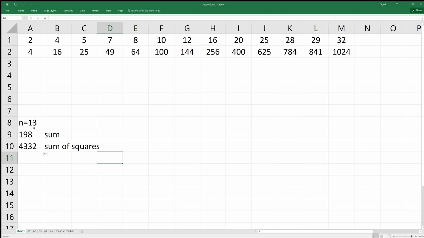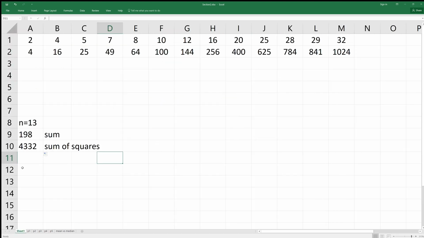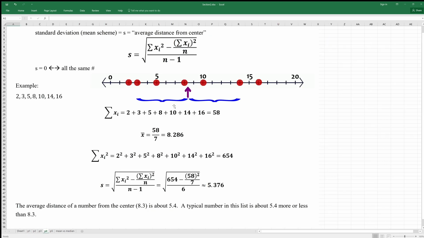So where do we stand here? Let me just absorb it. 13, 198, 4332. 4332 minus 198 squared divided by 13. Divide the whole thing by 12. Take the square root. Let's do that again. 13 of them. They add up to 198. The squares add up to 4332. 4332 minus 198 squared divided by 13, whole thing divided by 12, take the square root.